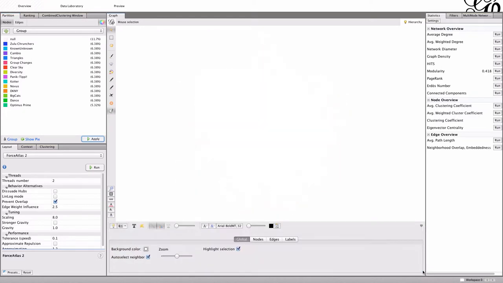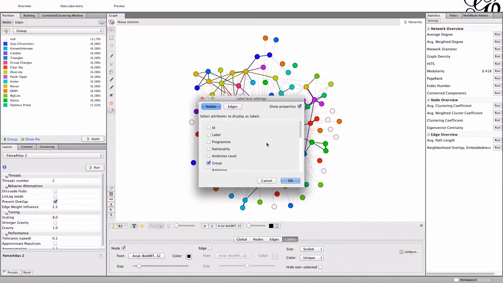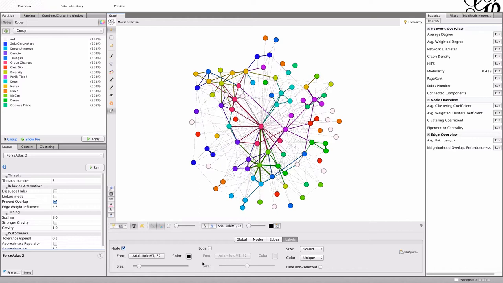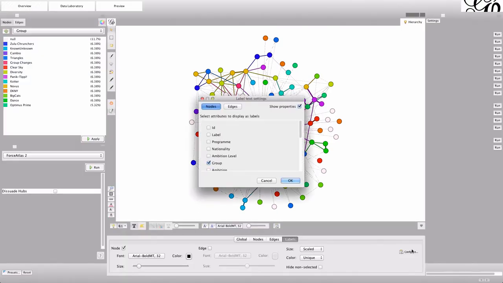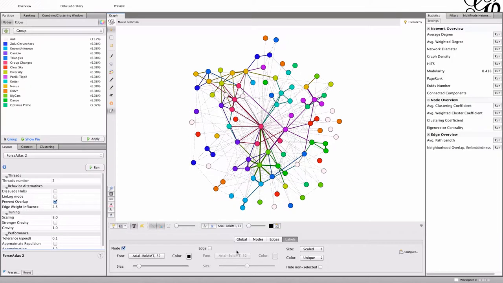To make it a bit more readable, I will add labels to the nodes, and the labels will be the groups. Let's see if this thing... I don't know why it's not done. Usually it should work. I think it just froze.